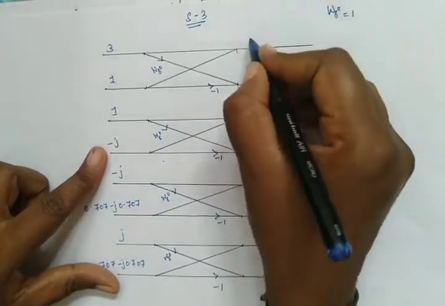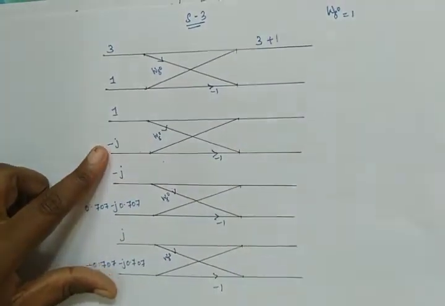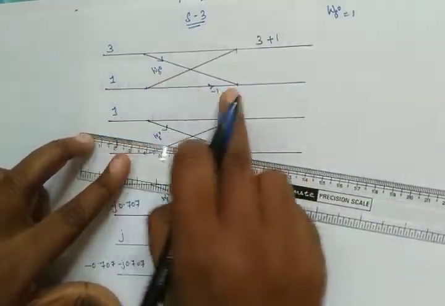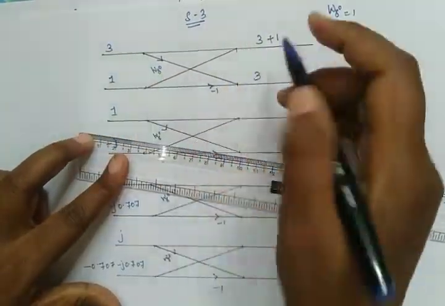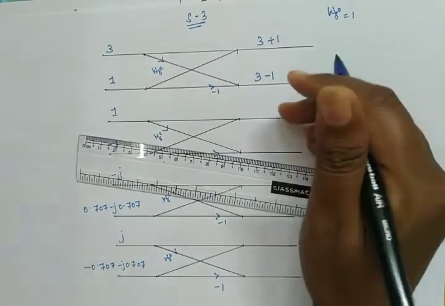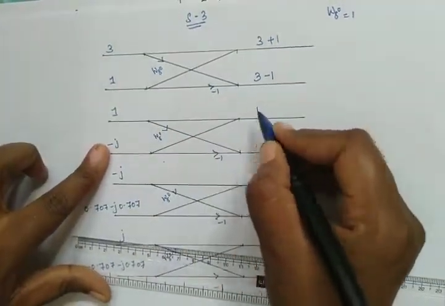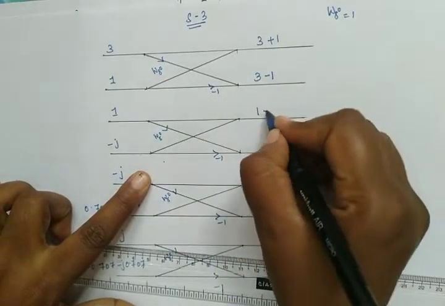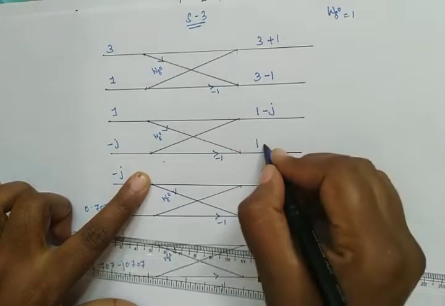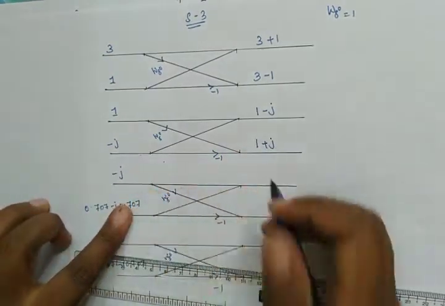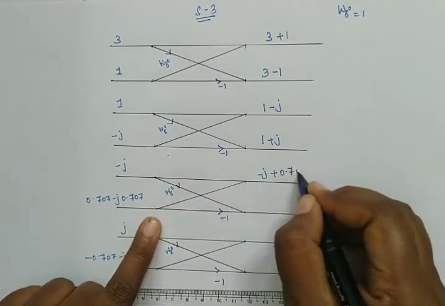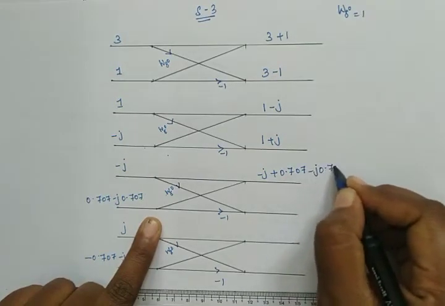Now what we have to do? 3 plus 1. Because we know this is 3 and here it is. This line connects here. So plus 1. And here it is 3 minus 1. So into this is W8 power 0, so no need to write because that is equal to 1. Then here 1. This is 1 and this is minus j. Here it is 1. Then here it is minus j into minus 1 plus j. Then here it is minus j. Then here it is minus j plus 0.707 minus j 0.707.